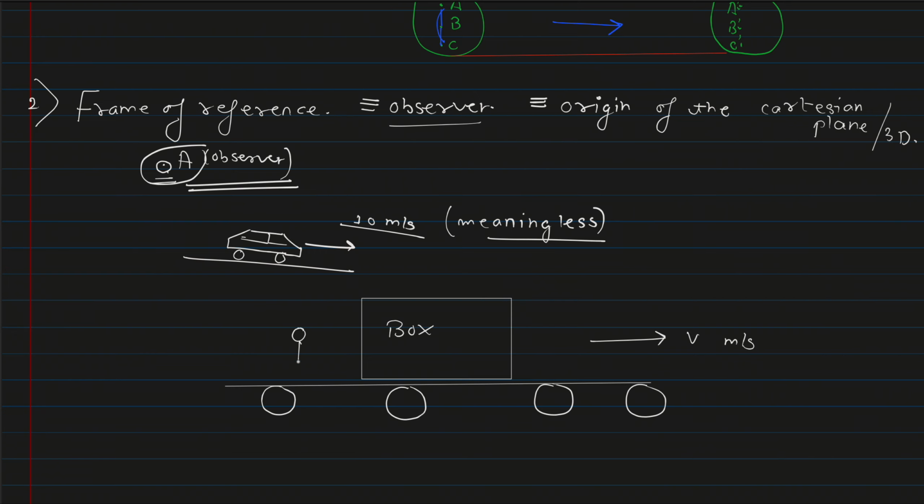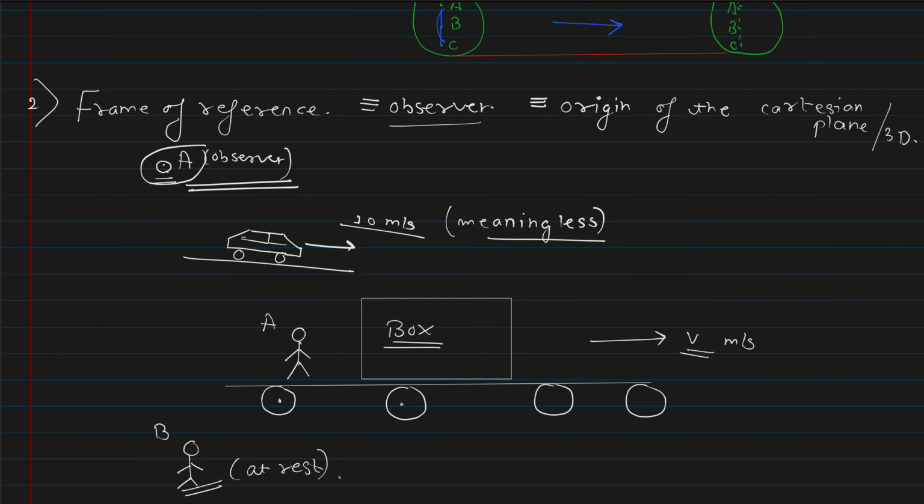There's a guy standing on the train and also moving with the speed of v meters per second because the guy is on the train. There's one more guy standing on the ground at rest. I'll name them: let's say this is A and this is B, and the box over here.